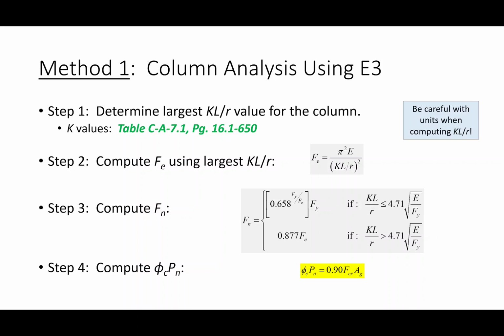So what is method 1? Method 1 is to just do what you all did on the homework assignment. So we're going to determine the controlling KL over R value. We're going to determine FE, the elastic buckling stress. Make sure that you're really careful with your units on KL over R. We're then going to compute FN and then compute phi c Pn. And I see a little typo there. That's supposed to be FN, not FCR. FN times Ag.